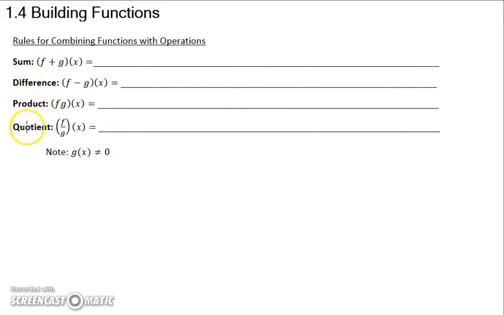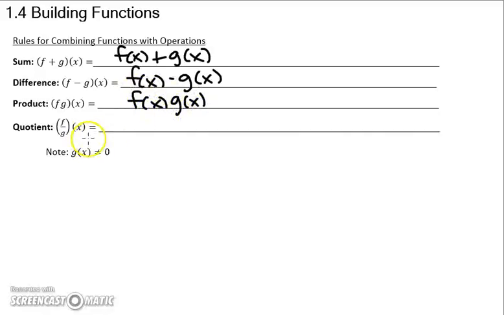We're going to assume that f and g are both functions. These first four are very, very straightforward. The sum f plus g of x we're going to be able to find by just doing f of x plus g of x. The difference is just f of x minus g of x. The product f times g of x is again f of x times g of x. And finally the quotient f divided by g of x is f of x divided by g of x. The one little stipulation is we have to make sure that g of x is not 0. If g of x is 0, obviously we're dividing by 0, and that's a problem.